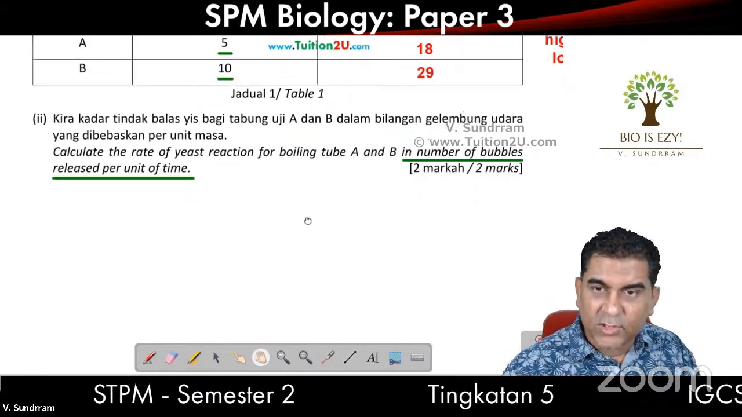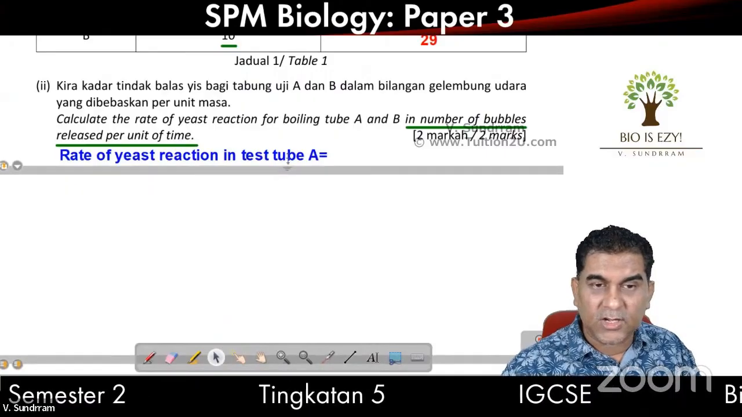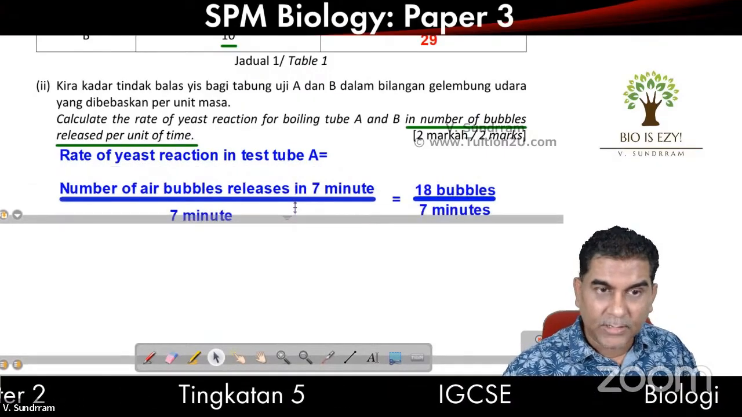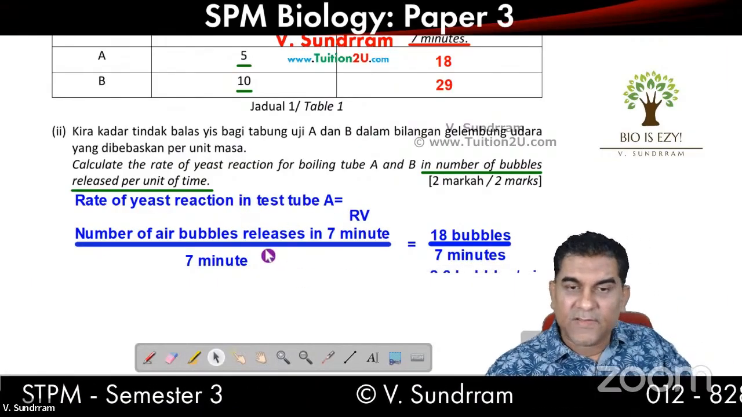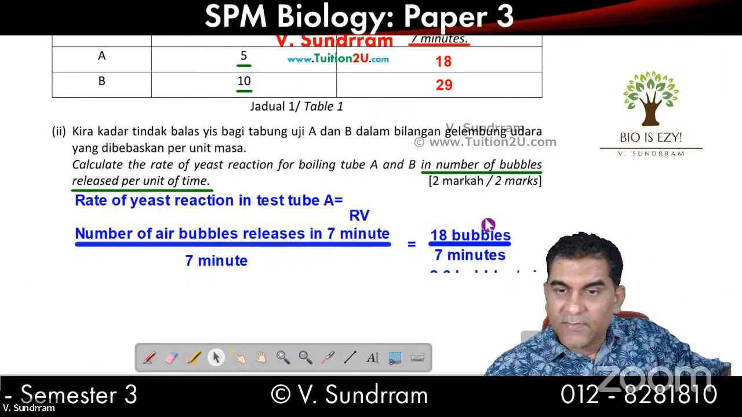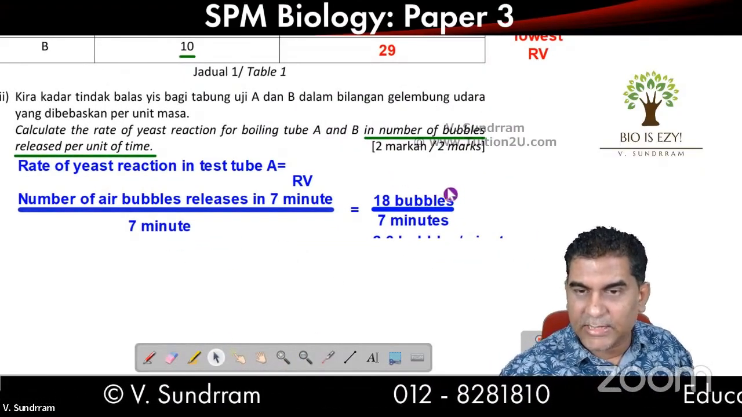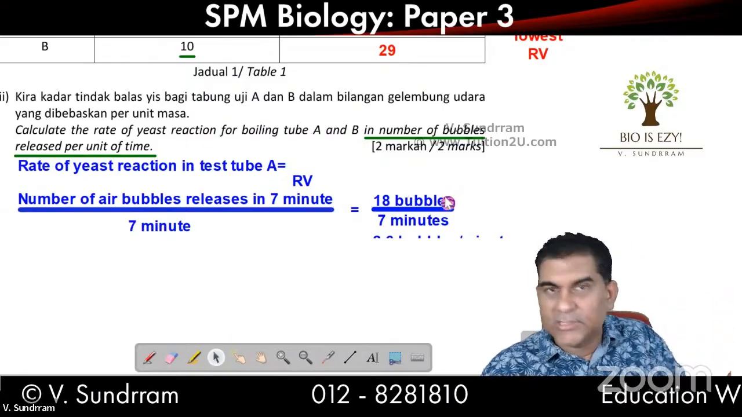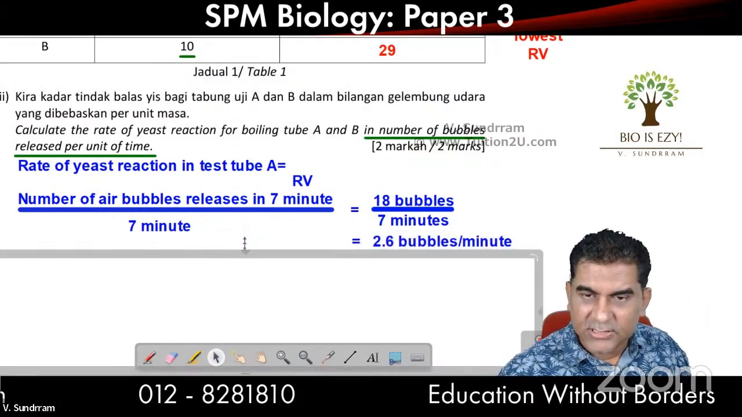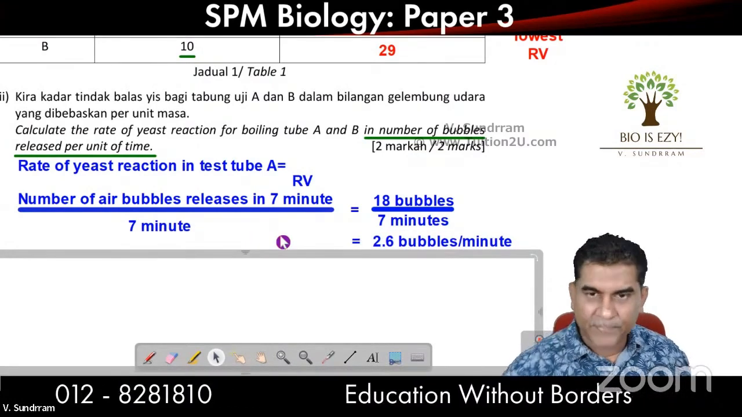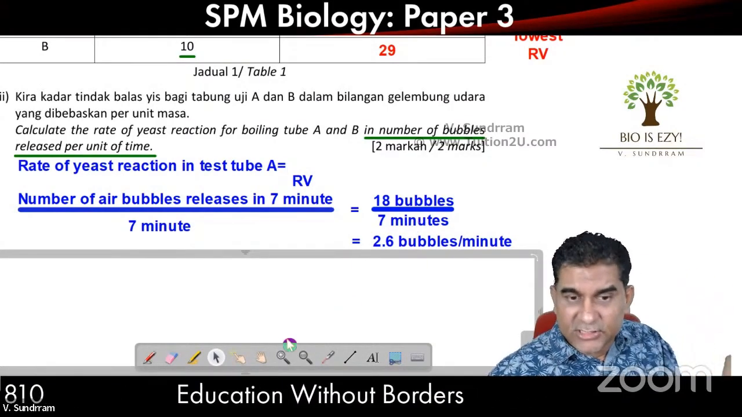So always if you are doing calculation, show the working. I make sure I show the working. So the rate of yeast reaction in test tube A. This is the formula, so responding variable divided by constant variable. The value we got is 18 bubbles divided by 7 minutes. I always make sure I write the unit. Even though the textbook didn't mention bubbles, I'm writing 18 bubbles divided by 7 minutes. The answer we get is 2.6 bubbles per minute. Write the unit. Without the unit, you don't get any marks. This is for test tube A.